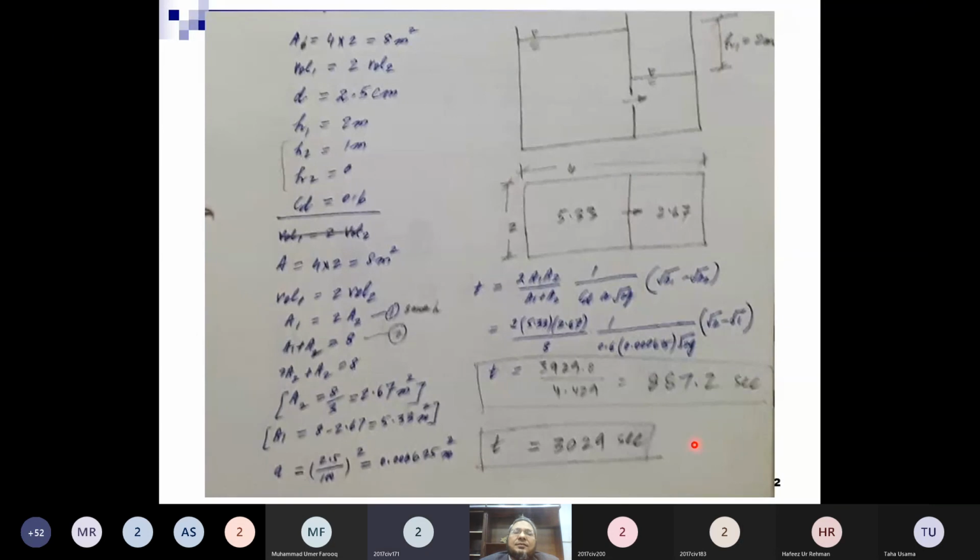Sir, at the time H2 is 0, then H1 we will consider as 1 meter? No, H1 is 2. Actually, what is being asked is that if H1 is 2 meter, then how much time would be required for H2 to become 0 meter? So you will take H1 as 2 meter, okay, and put H2 as 0. Any other question?